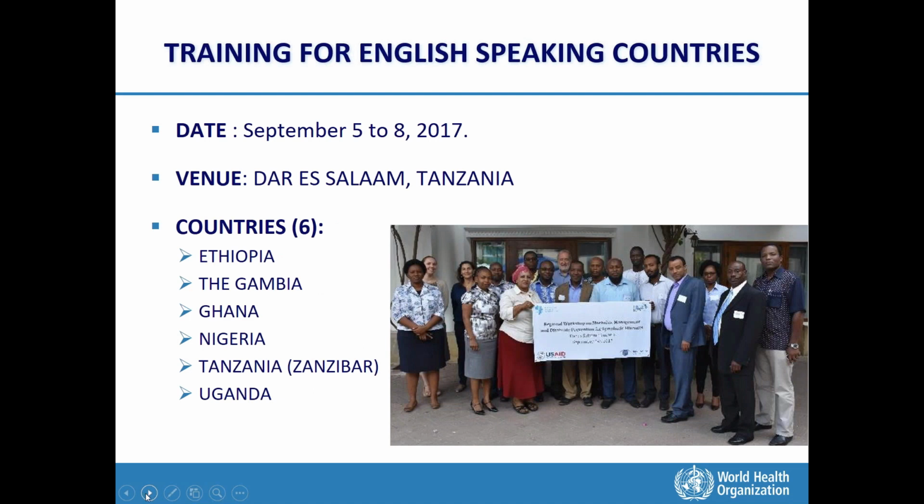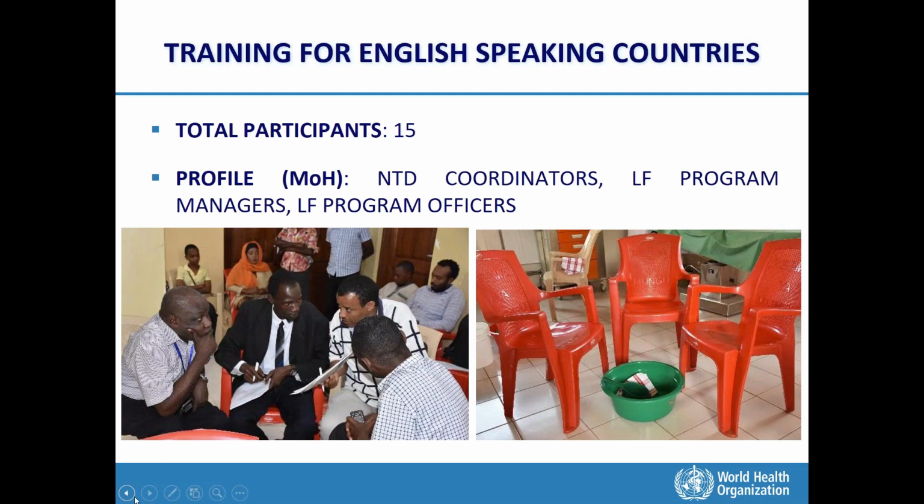The first meeting was for English-speaking countries. 6 countries were invited: Ethiopia, the Gambia, Ghana, Nigeria, Uganda, and Tanzania. The meeting was in Dar es Salaam, Tanzania, the first week of September in 2017. Next slide, please.